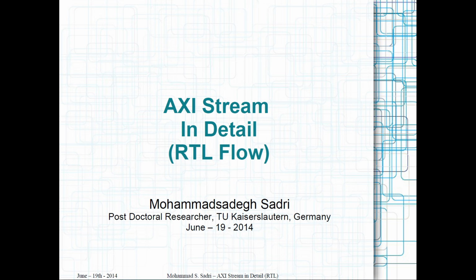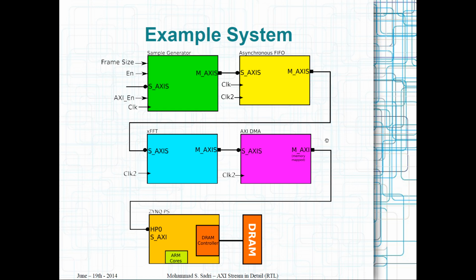And so let's continue. What I want to do in this video is to use the Vivado environment to create this chain. The chain begins from the Sample Generator and then goes to the AXI asynchronous FIFO, then the AXI DMA, and then we go to the ZYNQ PS. We build this simple architecture using the Vivado environment.